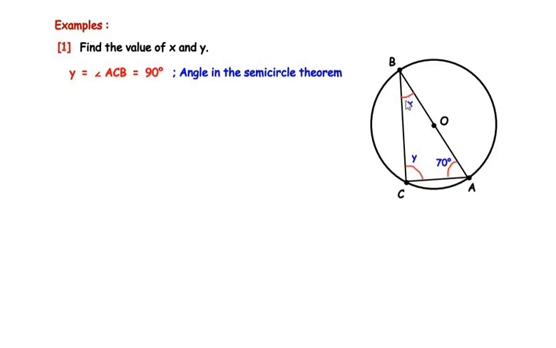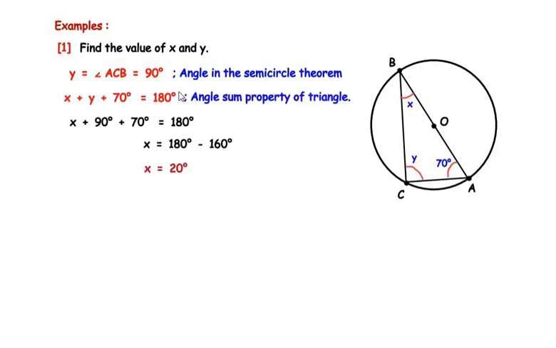Now let us try to find out X, and we can see that ABC forms a triangle. So we can use the angle sum property of the triangle to find out X. So X plus Y plus 70 will be equal to 180 degrees. That is the angle sum property of a triangle. Now we have the value of Y as 90. So X plus 90 plus 70 is equal to 180. Now 90 plus 70 gives us 160. So taking 160 on the other side of the equal to sign, we get X equal to 180 minus 160, giving us the value of X as 20 degrees. So this is our answer.